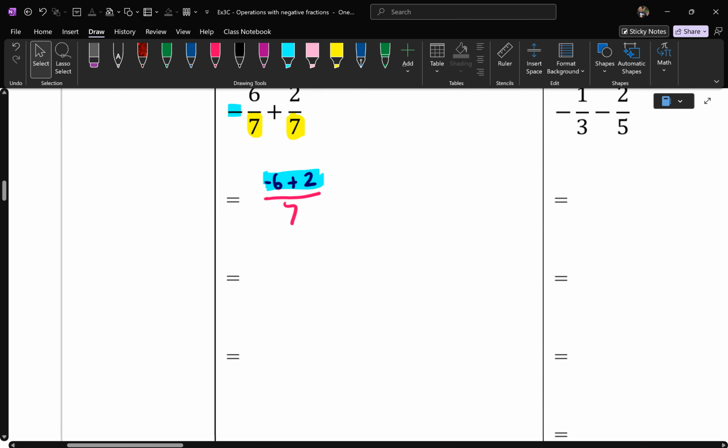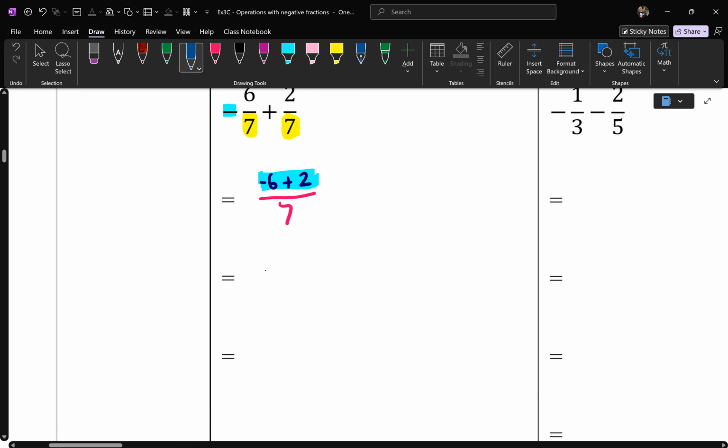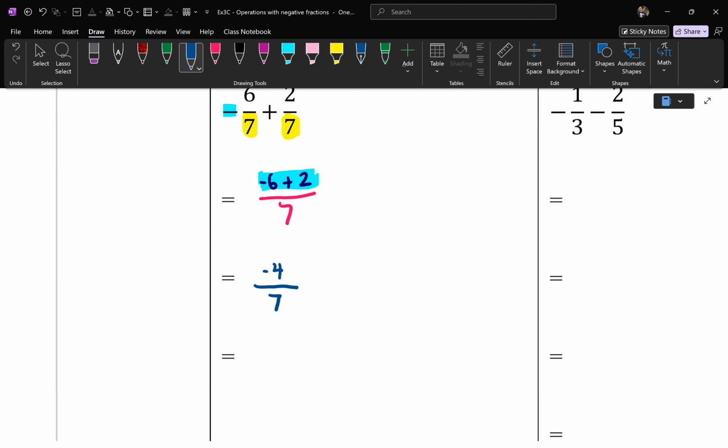-4. Well done. So the answer, when you add them together, should be -4 over 7. If you think about the number line, let's draw the number line for those who aren't familiar. -6 started here, and you're adding, so you're moving to the right.